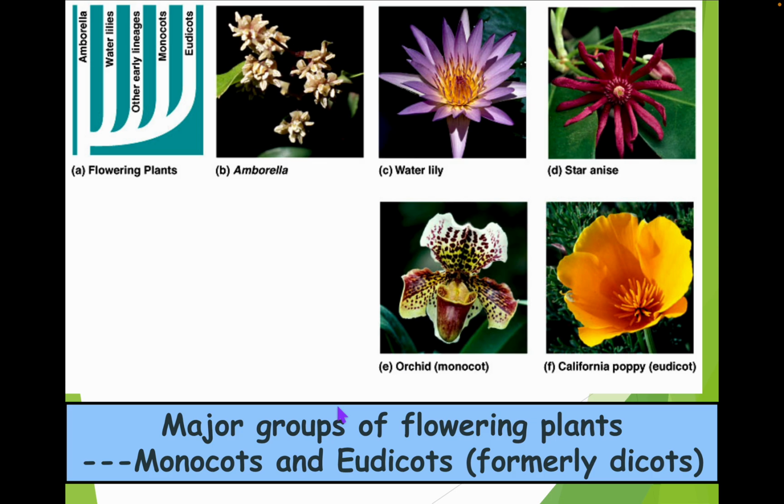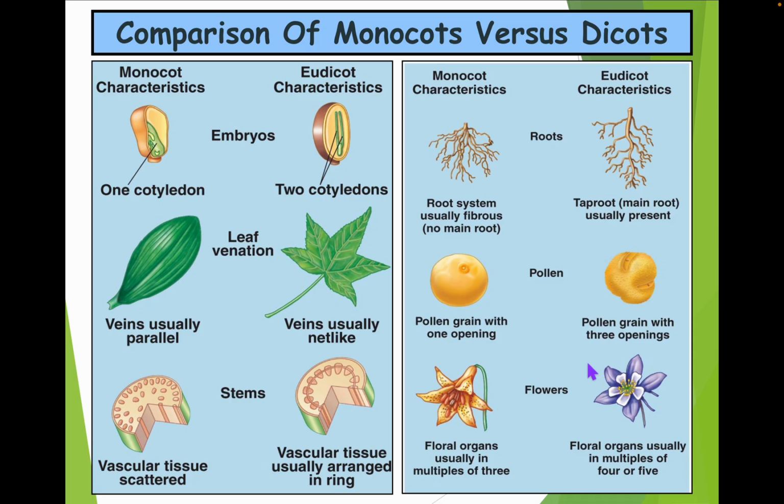Okay, so major groups of flowering plants. Amborella, okay. Water lily, star anise. They make a really good tea. An orchid and a California poppy. And this is a comparison of the monocots versus the dicots. Again, something we will be revisiting when we especially talk about flower reproduction. We're going to talk a lot about flowering plants' reproduction.